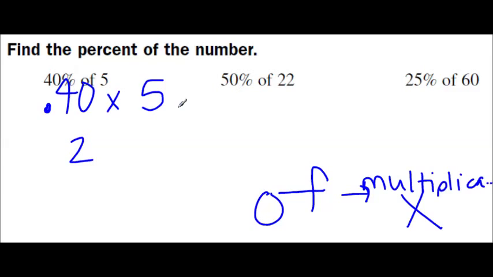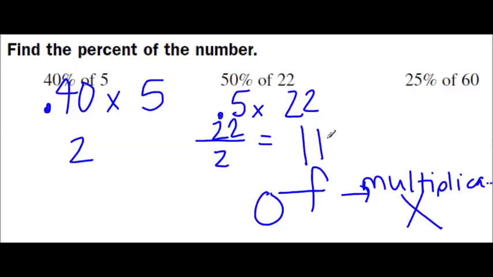Same thing with 50% of 22: 0.50, or just 0.5 is fine, times 22 is the same as doing 22 divided by 2, because 50% of a number is just finding half of it. So that's easy. Half of 22 is 11.